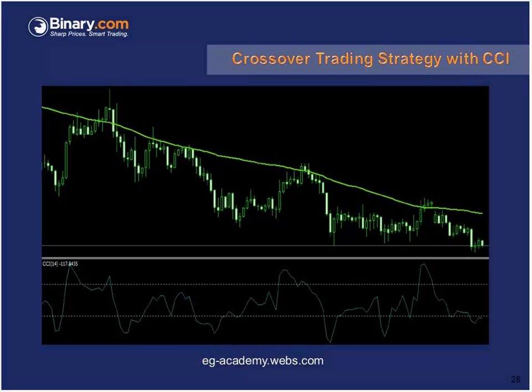Crossover trading strategy with the CCI indicator. The strategy uses two indicators to generate trading signals during an established trend. Here, the trend is downward. By comparing a sensitive oscillator against a long-term simple moving average, it generates a clean signal for short-term market movements in the same direction as the trend.